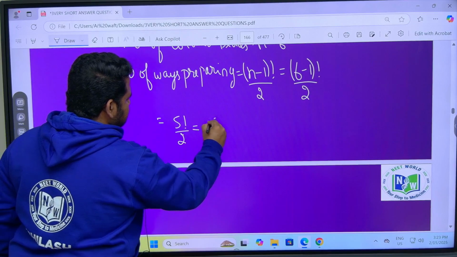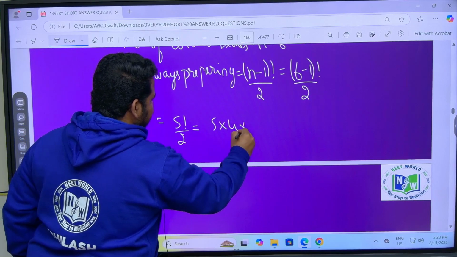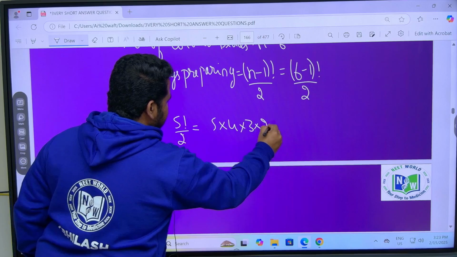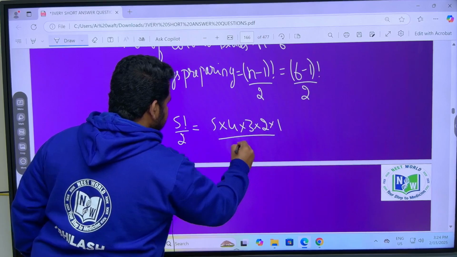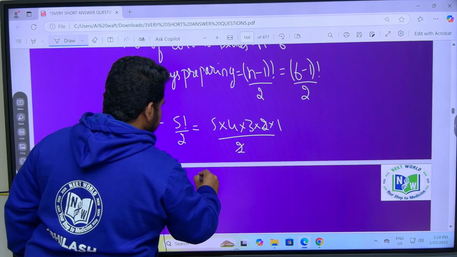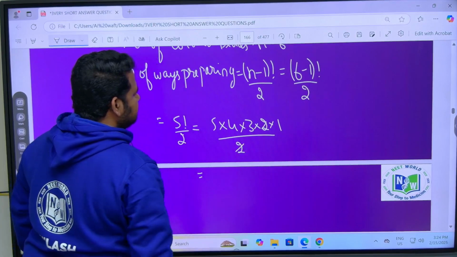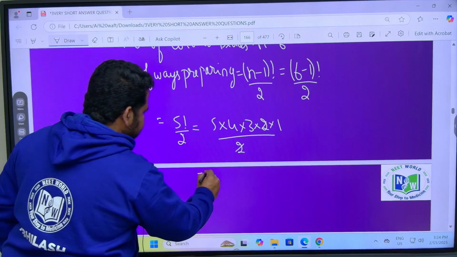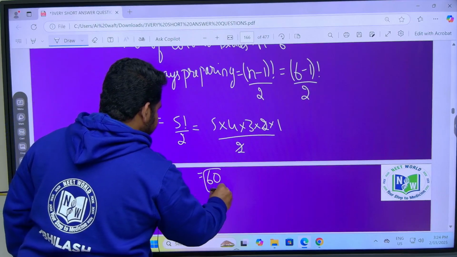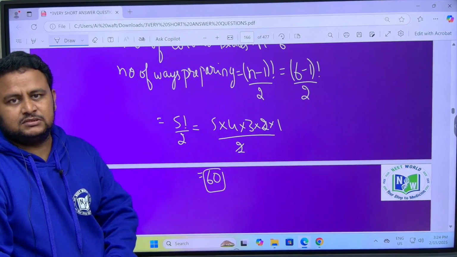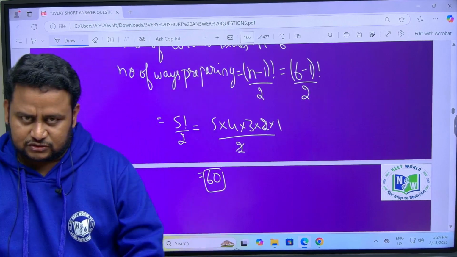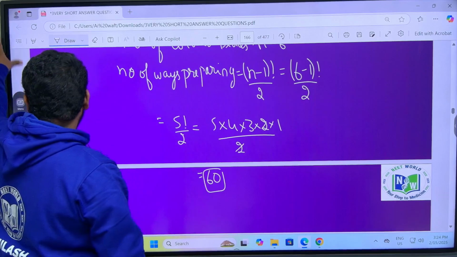That is equal to 5 into 4 into 3 into 2 into 1, divided by 2. So 2 cancels. So you will get the value as 5 times 4 is 20, 20 times 3 is 60. So the answer to this question is 60. Understood, friends? This is how we solve this question. The answer to this question is 60, friends.